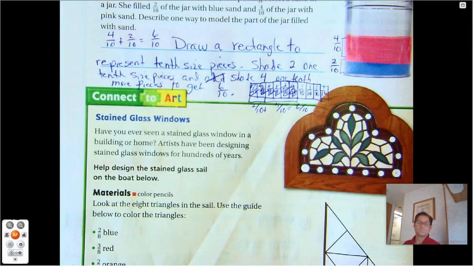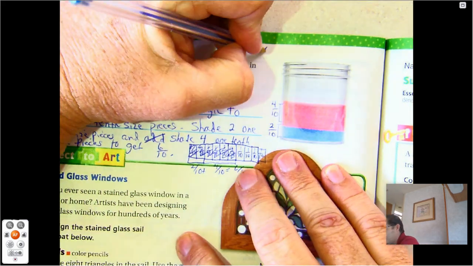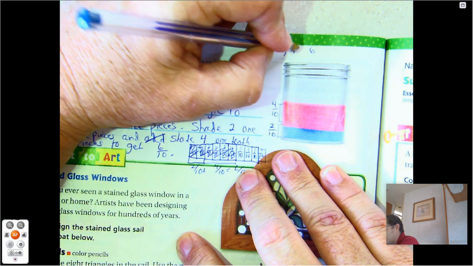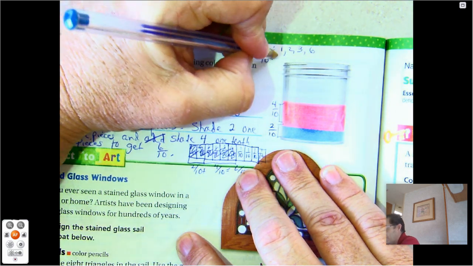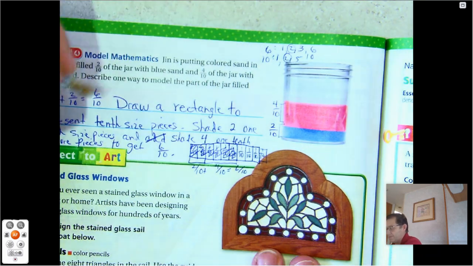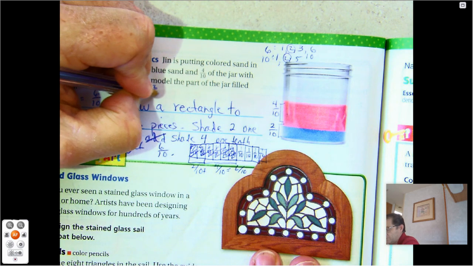Oh, and then 6/10, we could reduce that because they're both even numbers. The factors of 6 are 1 and 6, 2 and 3. The factors of 10 are 1 and 10, 2 and 5. 2 is in common to both. So 6/10 divided by 2 is 3/5. So 6/10 or 3/5.